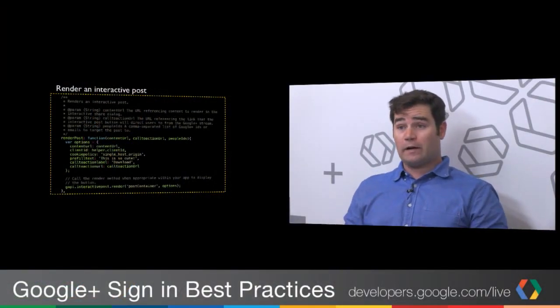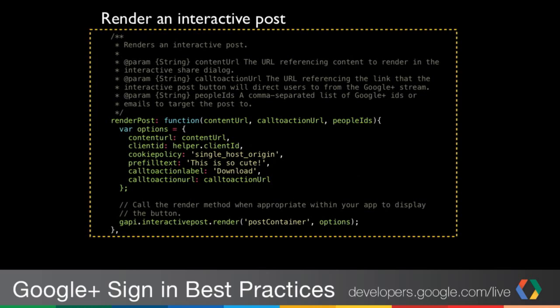Awesome. Yeah, no problem. So now the user can share, and let's see how that's done. So here's the code that's rendering the interactive post as I'm doing it there. And what you need for an interactive post is a content URL, which contains the content target. So this is what populates the image and so on. And then you have a call to action URL, which is what happens when the user clicks the interactive share button. So for example, this one says download, and this is the content target that will be used when the user clicks that download button.